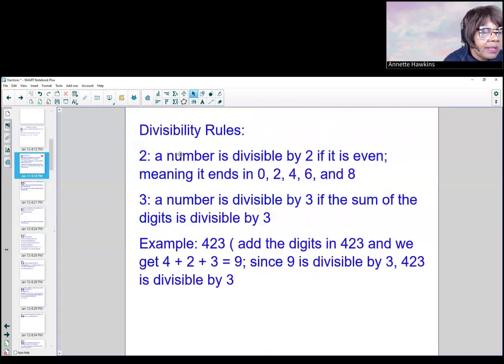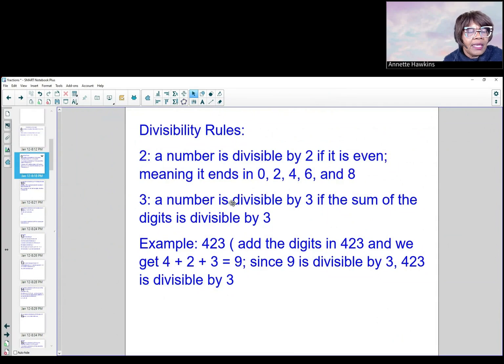All right, the next concept we want to look at is divisibility rules. Divisibility rules help us to determine whether a given number would divide another number. So 2, is a number divisible by 2? A number is divisible by 2 if it is even, meaning it ends in 0, 2, 4, 6, and 8. So if a number ends in 0, 2, 4, 6, 8, it is even.